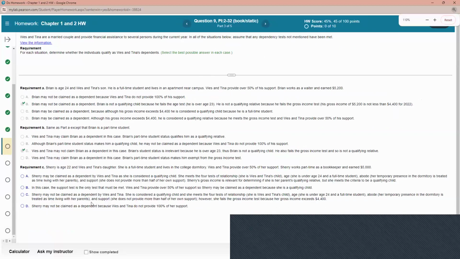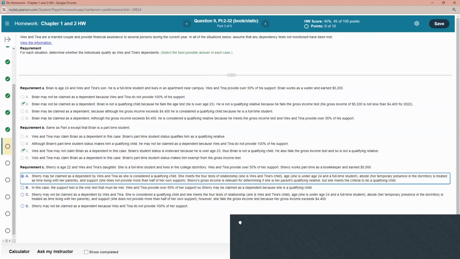C states Sherry may not be claimed as a dependent by Wes and Tina. She is considered a qualifying child and she meets the 4 tests of relationship. She's their child. She's under age 24 and a full-time student. She meets the abode test and support, but it says she fails the gross income test because her gross income exceeds $4,400. Because she meets the qualifying child criteria, she is not a qualifying relative. D, Sherry may not be claimed as a dependent because Wes and Tina do not provide 100% of her support. That is incorrect. Again, they need to provide over 50%. So the correct answer is A.